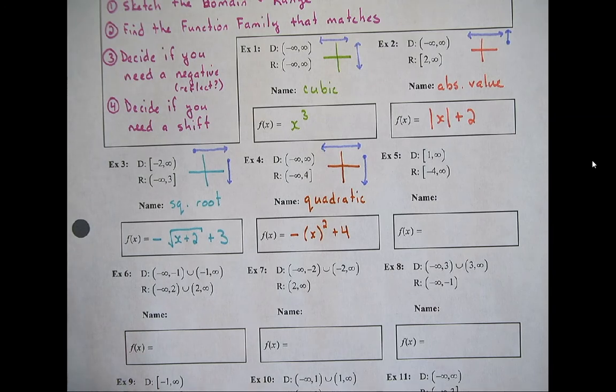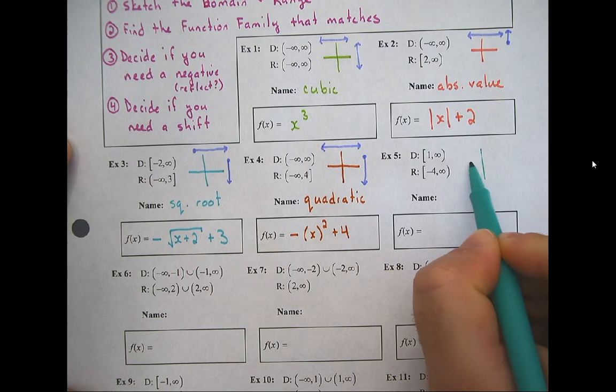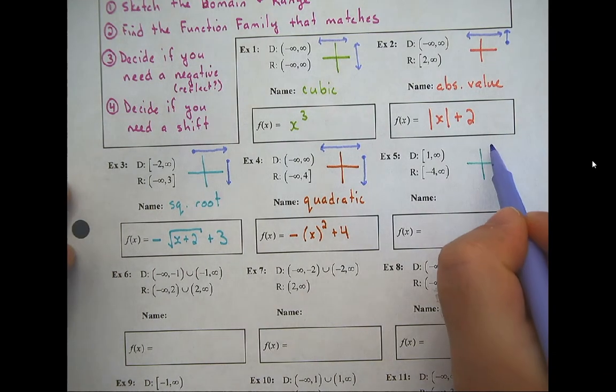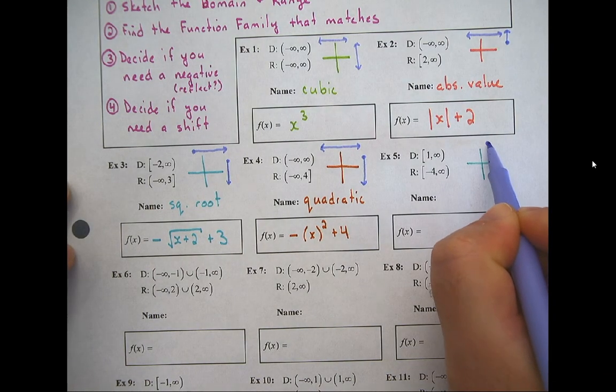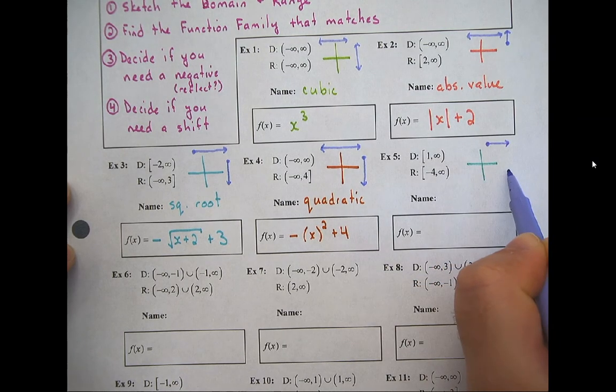And then let's see how you did on the last one. Get organized here with my colors. Move the ones that I've already done out of the way so I don't repeat, for shame. All right, let's see here. So my domain is from 1 until infinity. So it starts at 1 and goes to positive infinity. My range starts at negative 4 and goes up to positive infinity.